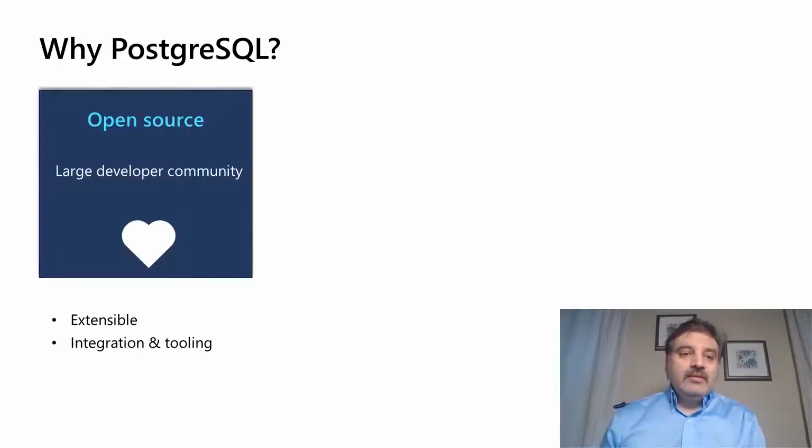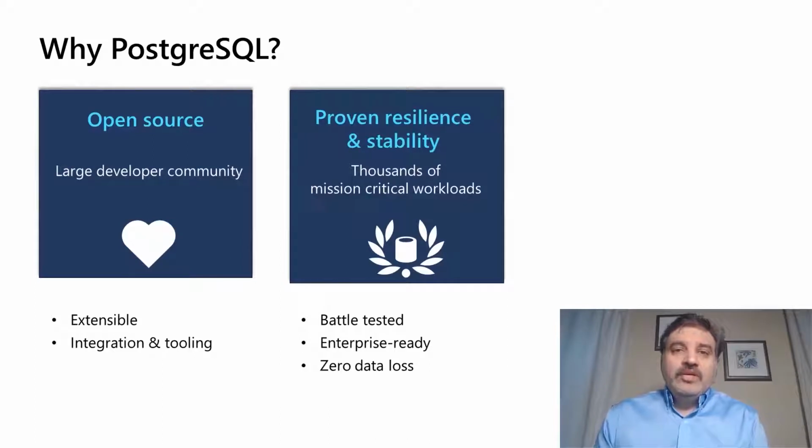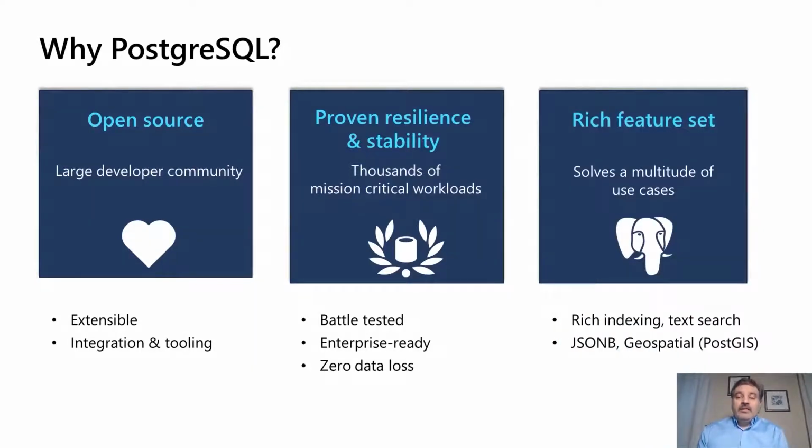Why is it? The primary reason is it's open source with a large developer community, which developers and DBAs love. Second, it's over 20 years in development with proven resiliency and stability, with thousands of mission-critical applications running on Postgres. And third, it has rich feature sets, such as a lot of data types that you can configure, rich indexing, full text search, JSON-B support, and also extensibility. Overall, by staying true to its principle of being standard compliant and highly programmable, Postgres has really solidified its position as the most loved database.